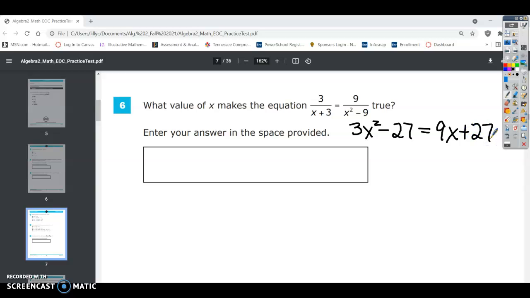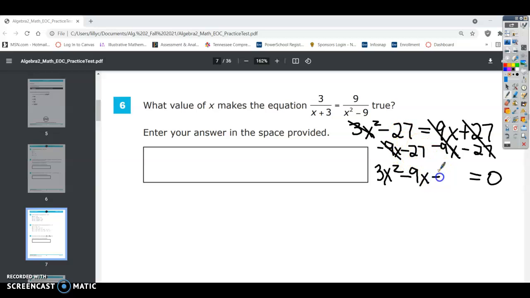Now we need to get our equation on one side. So let's subtract 9x and subtract 27, and bring that to the other side. So minus 9x and minus 27. That's going to cancel, so this side equals 0 now. On the left side we've got 3x squared, then 9x, our linear term, in the middle, and then minus 27 and minus 27, which is negative 54 when we combine those.